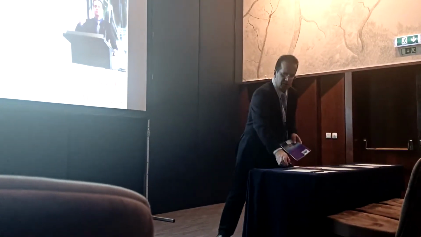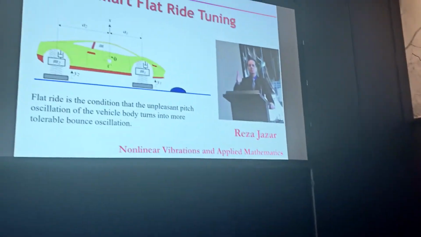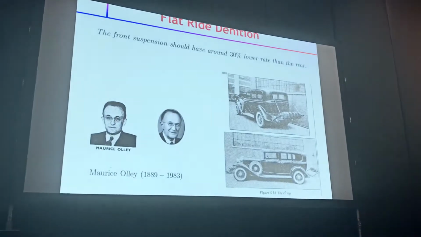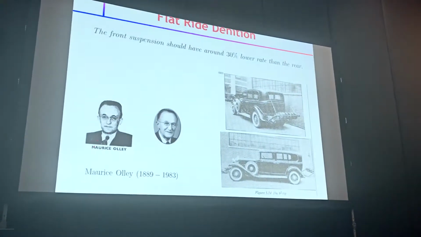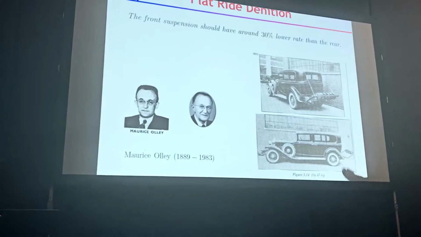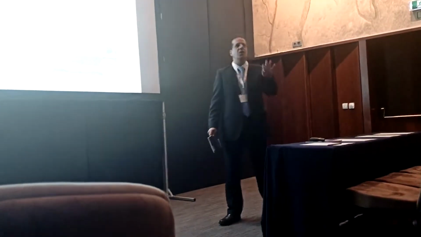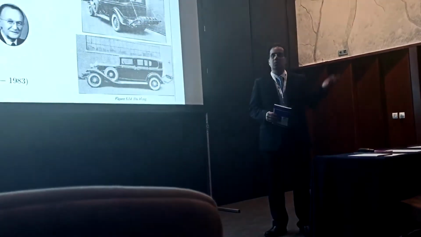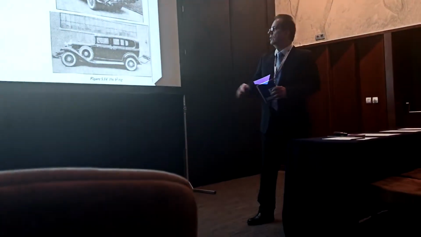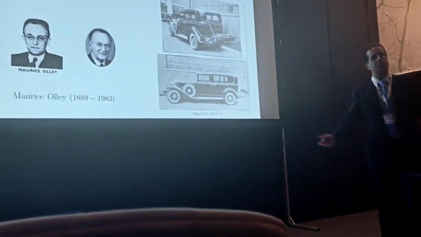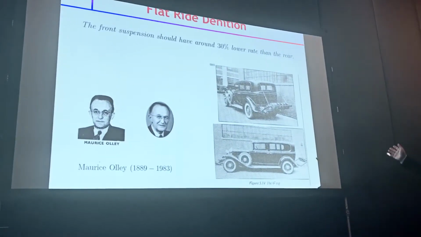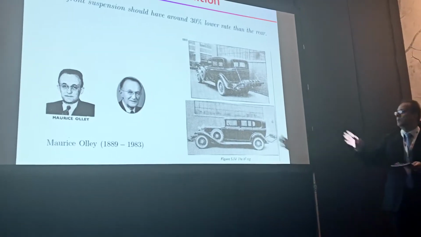It started 100 years ago by somebody called Olley. This gentleman, Maurice Olley, who was the father of mechanical vehicle dynamics, started in 1916, and he was doing a lot of research up to 1960, and then he established a new company. Now the company is run by his son, and they are working on vehicle dynamics.